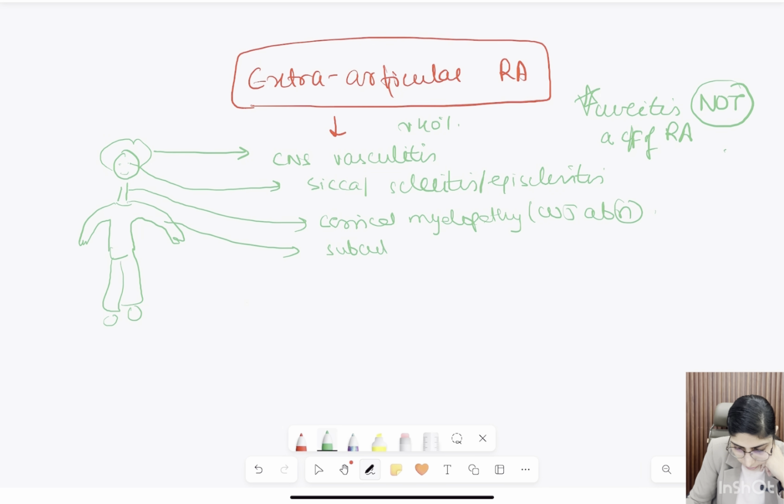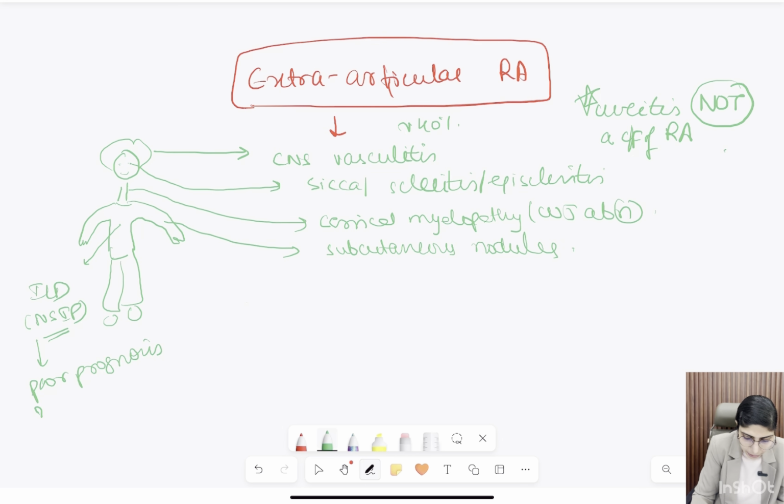If we talk about skin, there can be subcutaneous nodules. The patient will of course have joint involvement. Usually there is polyarticular involvement of small joints, with morning stiffness lasting more than 1 hour. If we talk about lungs, then ILD, non-specific interstitial pneumonitis (NSIP), is a feature of RA, and it has a poor prognosis with 10% mortality.